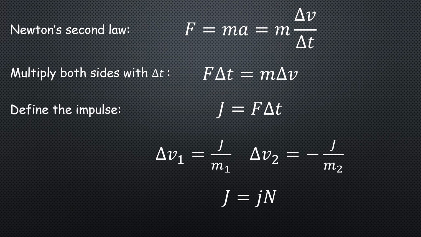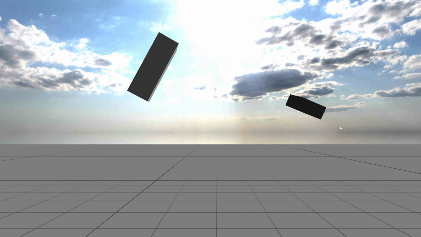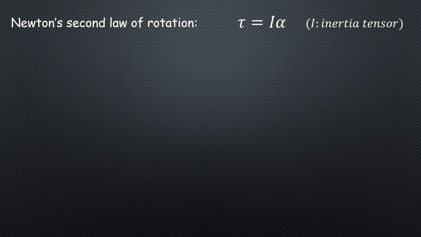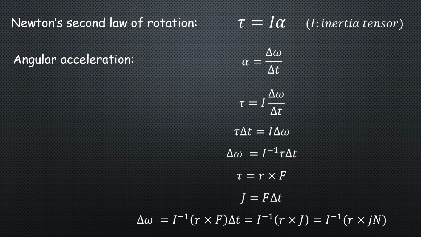Now let's consider the angular change. Hitting an object off-center causes a change in its rotation. This is Newton's second law of rotation. The angular acceleration is the change in angular velocity over the change in time. We do a series of substitutions to get the following. Since torque is the radius cross the force vector, and the impulse is the force times the delta time, we can write the following. We now need to consider the relative velocity.